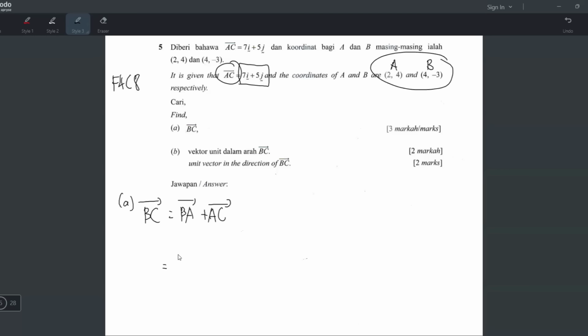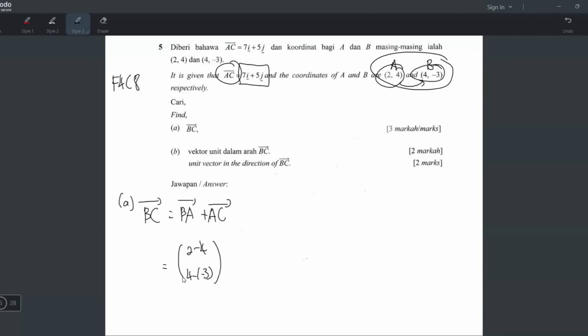Alright, for the BA vector, I will already have the two coordinates, so I will just subtract. But you have to be careful here. You have to take the A coordinate minus the B coordinate, not the other way around. Why? Because you want to find B to A, not A to B, right? So for the vector from B to A, you have to take A minus B. So it has to be 2 minus 4, and 4 minus negative 3. 2 minus 4 goes to i, 4 minus negative 3 goes to j.